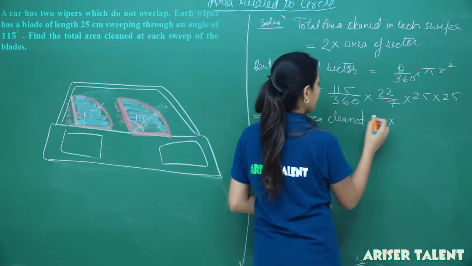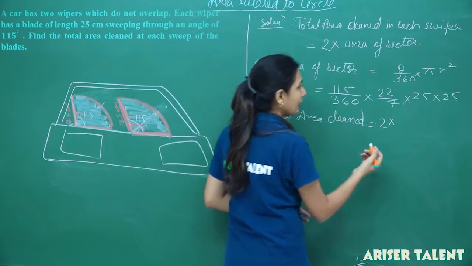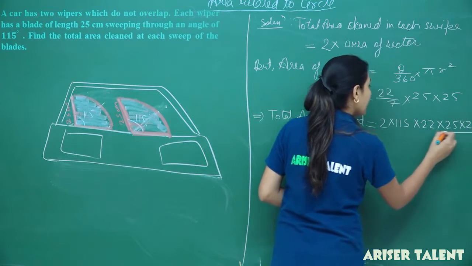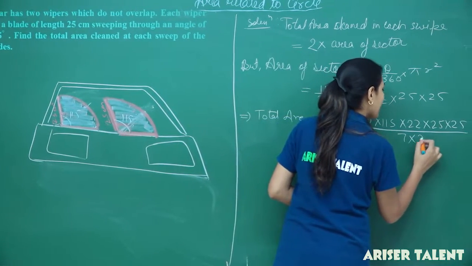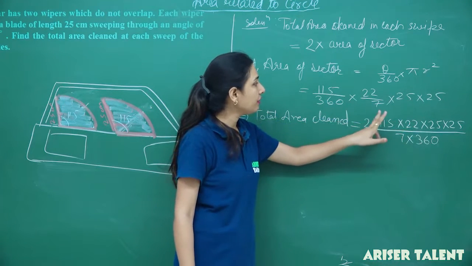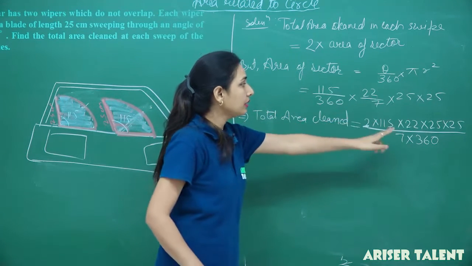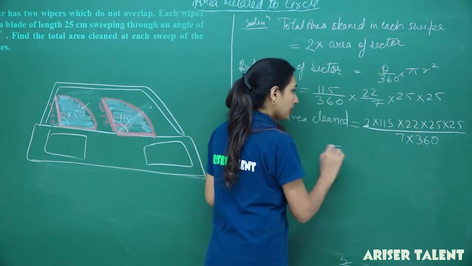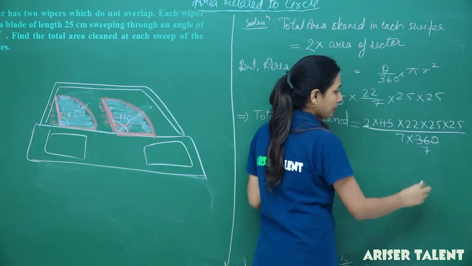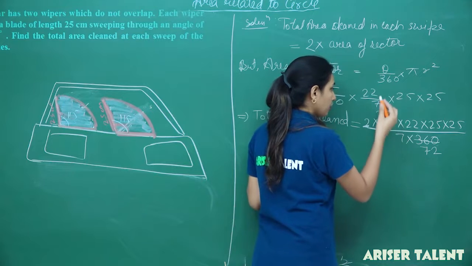2 multiplied by, okay. Now can I cut anything with anything? Okay, I can cut, I will do it later. 115 multiplied by 22 multiplied by 25 multiplied by 25 divided by 7 multiplied by 360. So 115 here, 22, 25, 25, 7, 360 and 2 from there. Okay students, so this is our thing to calculate now. So can I just cut it by 5, 7 times, 1, 2 times, here 2 times, 1, 3 times.